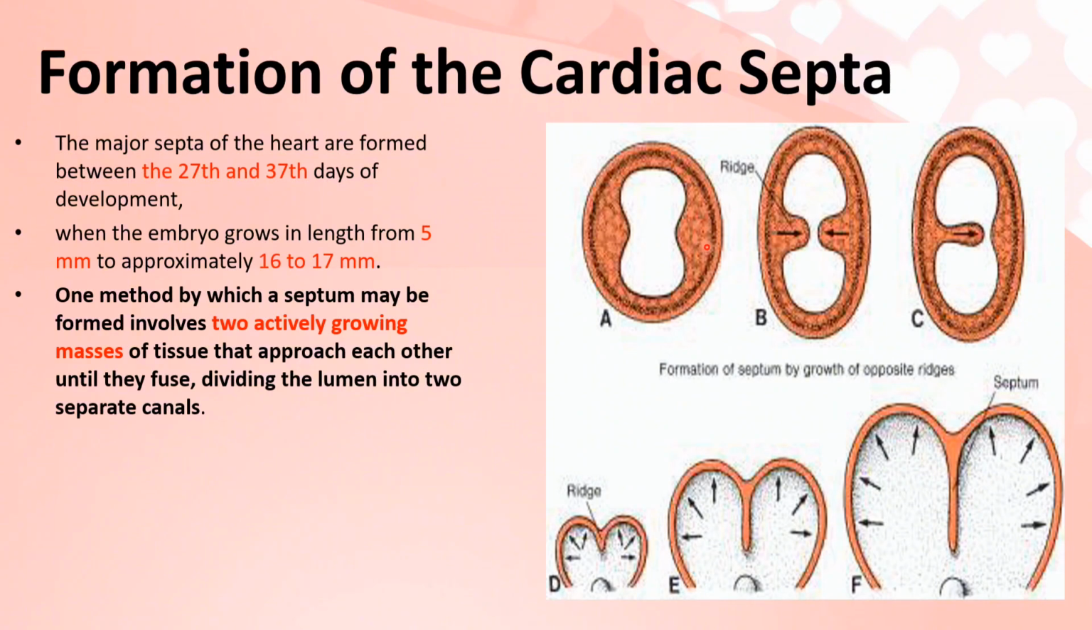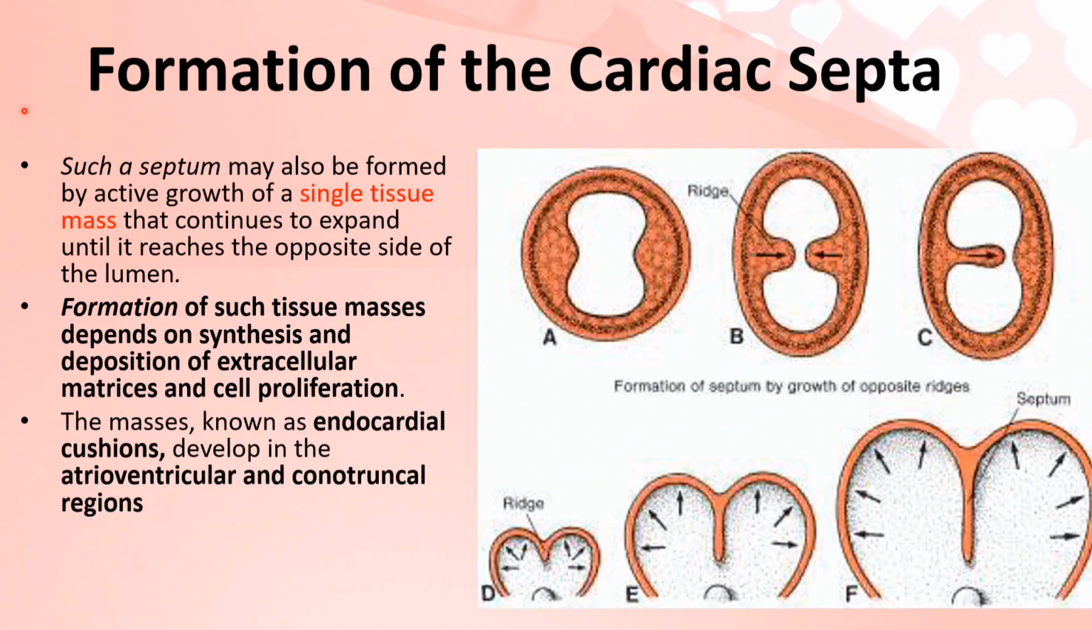But there is a difference between the aortic and pulmonary areas: the localized mesenchyme present in endocardial tissue will form the endocardial cushions, but in the conotruncal region, the endocardial cushion is formed by cells migrating from the neural crest, and they form the endocardial cushion in the conotruncal region. Such a septum may also be formed by the active growth of a single tissue.